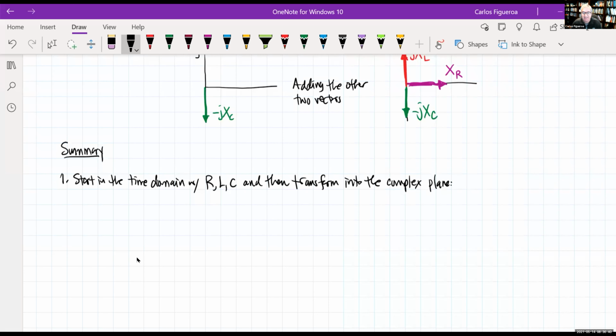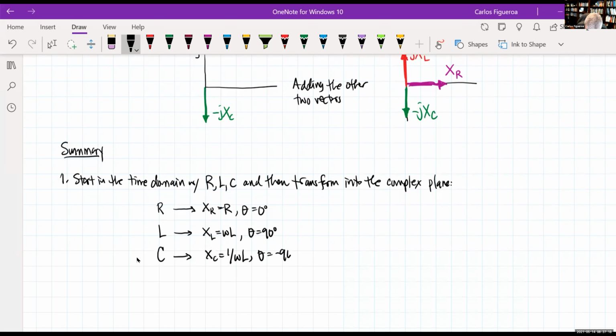What exactly does that mean? It means I start with R, and I replace it with XR, which of course is still R, and it has a phase of 0 degrees. Then I start with L, and I transform this into my circuit that looks like this, where this phase is 90 degrees. And then I transform this into here, and this phase is minus 90 degrees.